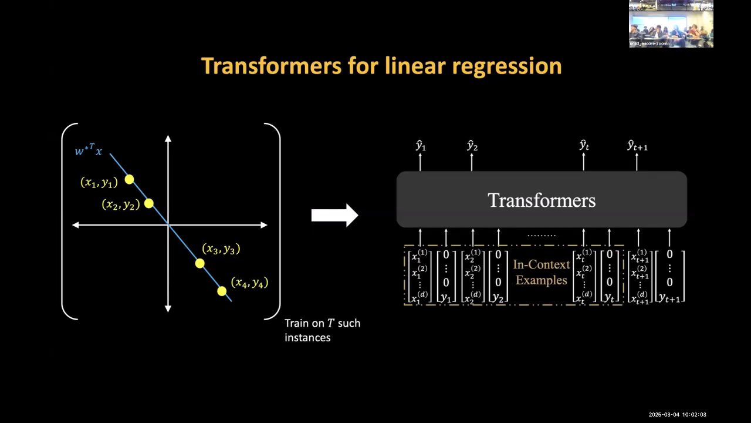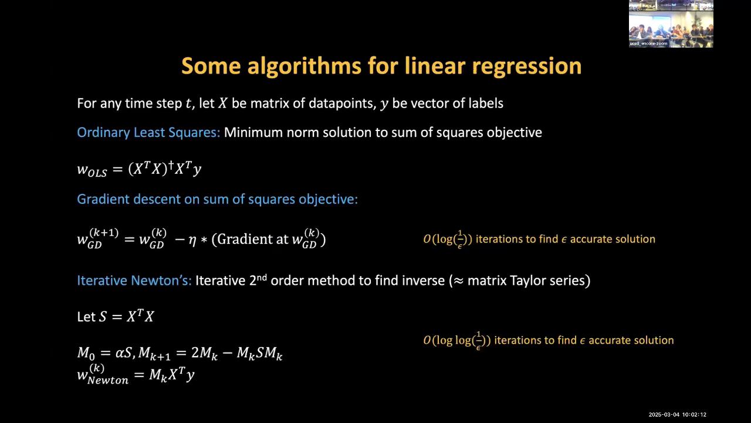An iteration of the second order method includes the iteration estimate of the inverse. So for iterative Newton, the second order method, these are just the equations. M_k is your estimate of the inverse at the kth step, and then you plug that in to get your estimate.